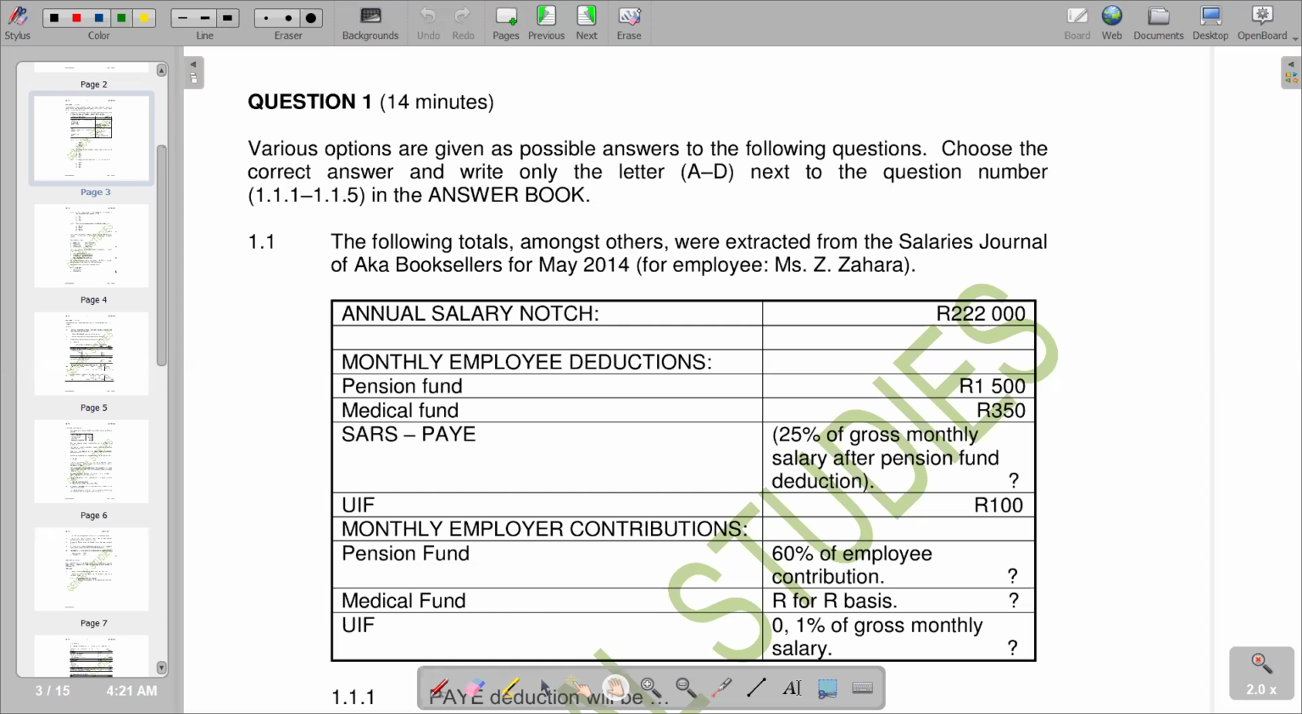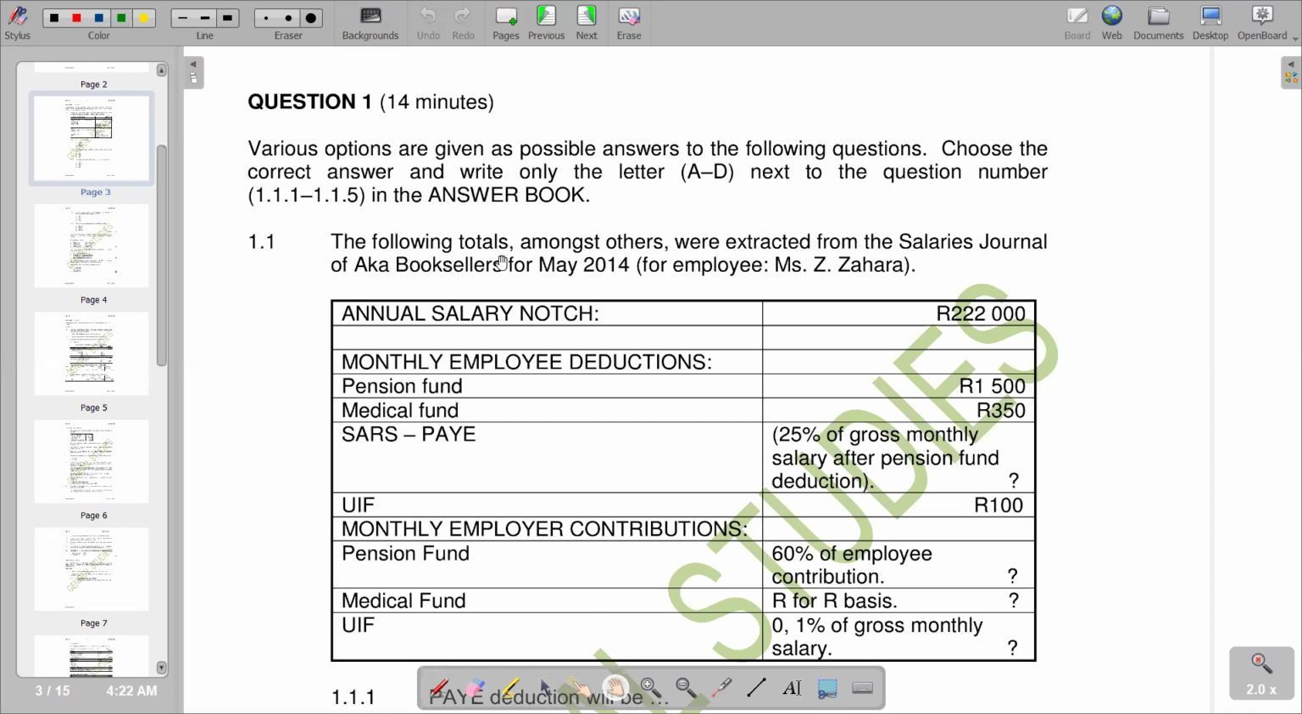In this video, we want to look at a question paper and we're going to look at the multiple choice section. So we are going to look at question 1 on this question paper. Going down, you see that we are going to start on question 1, which reads: various options are given as possible answers to the following questions. Choose the correct answer and write only the letter A to D next to the question number. That is 1.1.1 up to 1.1.5 in the answer book.